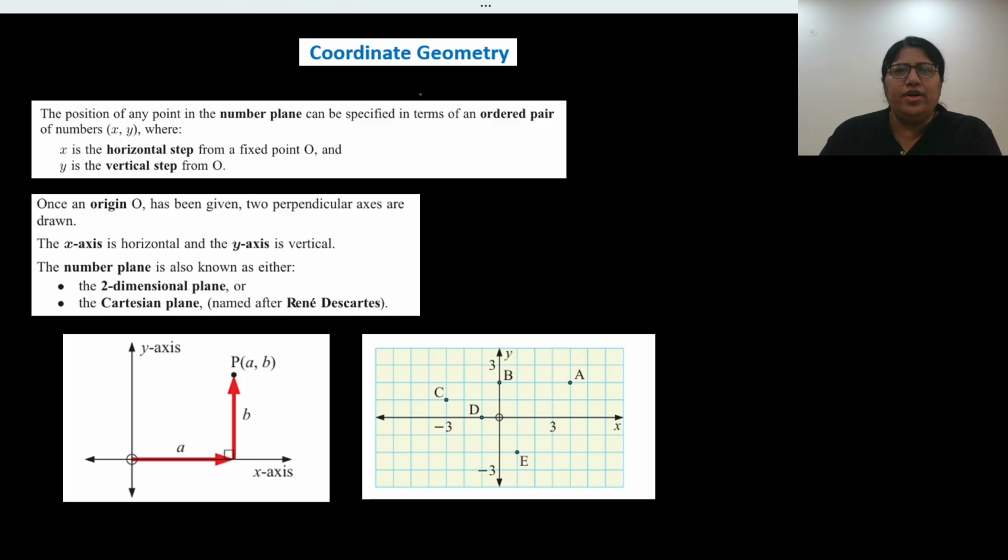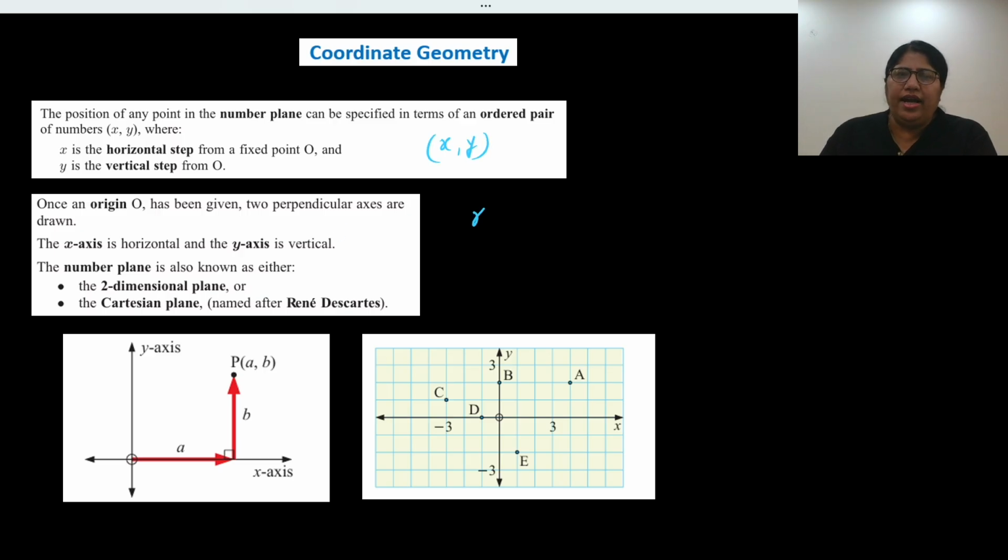First, in lower grades you have already learned that the position of any point on the number plane, or Cartesian plane, is always specified in terms of an ordered pair. And how do we write it? It's always x comma y. We always write the x coordinate first and then the y coordinate.